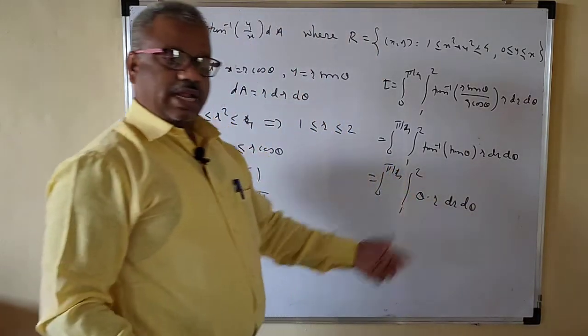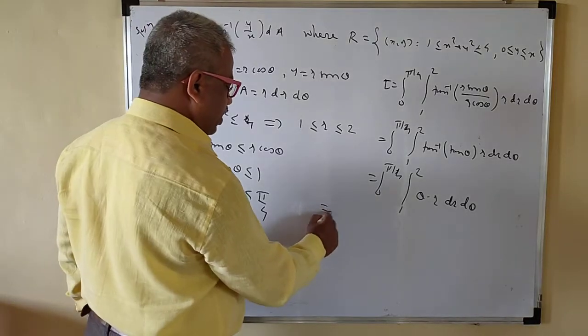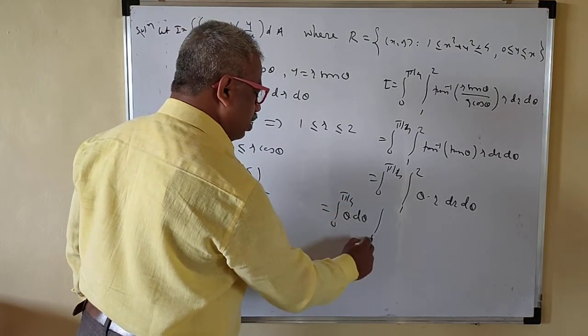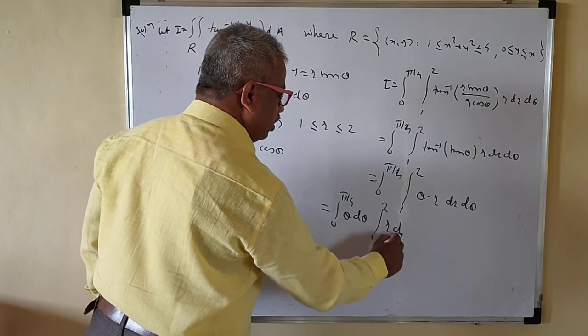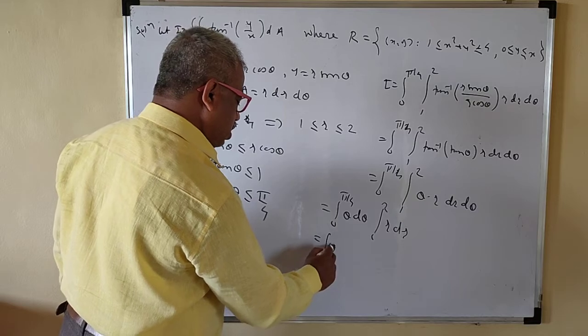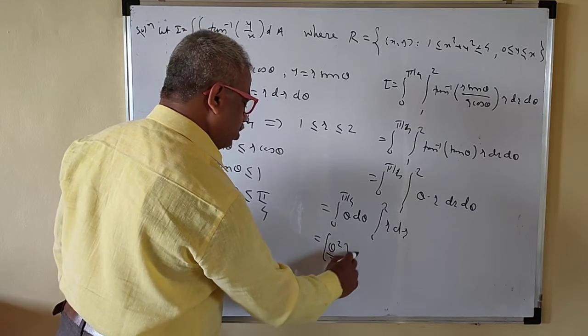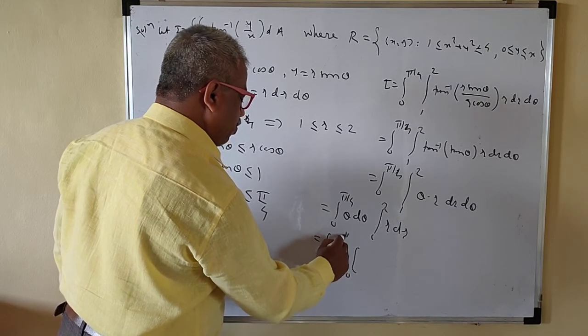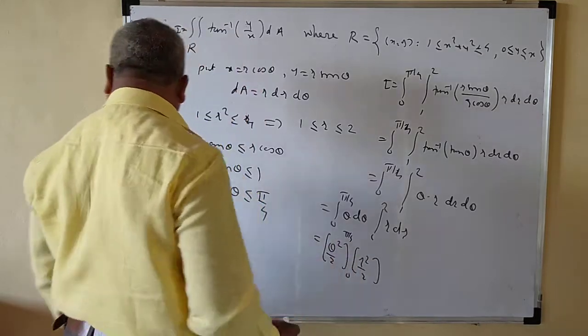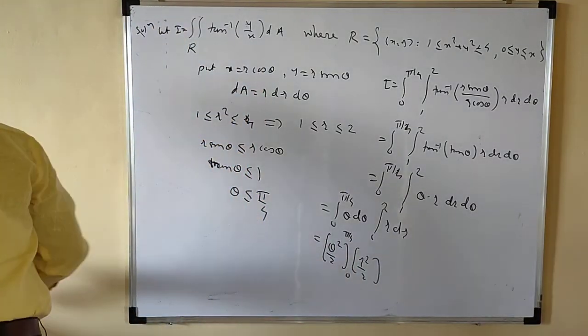Now see, r, theta and dr are a product, so I can separate the integration like this: the integral from 0 to pi by 4 of theta d theta, times the integral from 1 to 2 of r dr. Okay, so the integration of theta is theta square by 2, to pi by 4, and the integration of r is r square by 2.